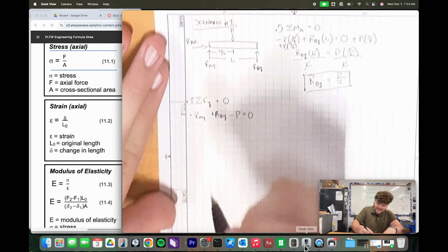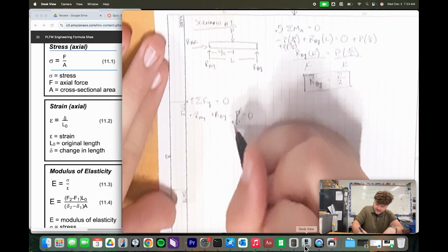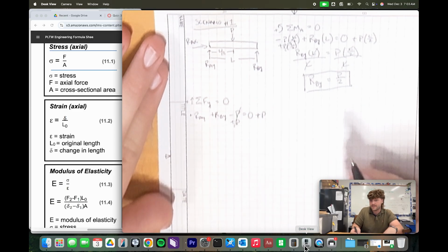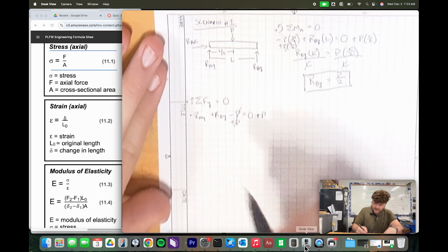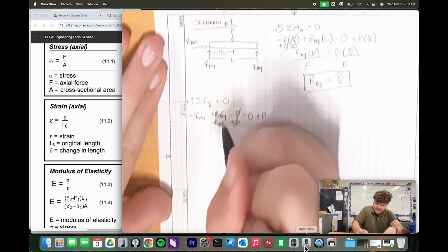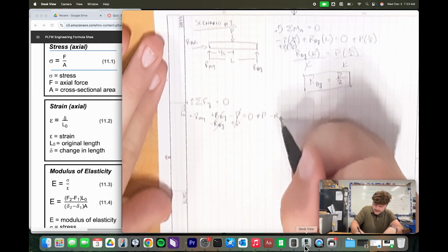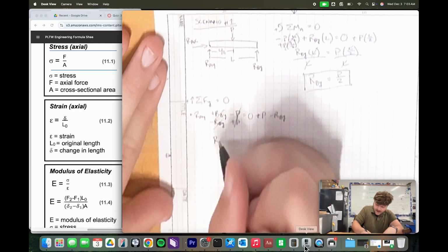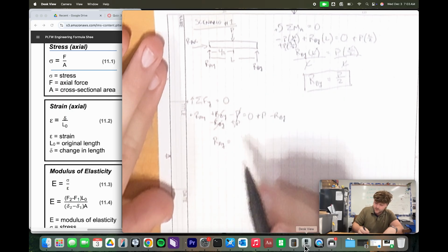Now, in this scenario, I can add P over so that RAY and RBY are by themselves, right? And what we can also do is let's go ahead and subtract RBY. Now, why am I doing that? That is because we already know what RBY is in terms of P, right? So now what we've got is RAY is equal to P.